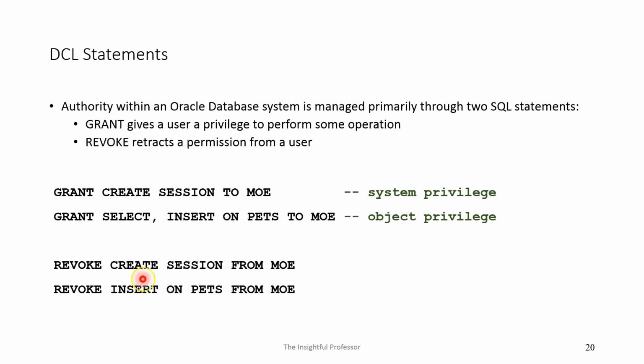Down here, we revoke the create session. Mo could no longer log on if that was the case. We also revoke insert on the pets table from Mo. So we're showing that you can grant system privileges or object privileges. You can also revoke system privileges, and you can revoke object privileges. The interesting thing about this example is we took away one of the object privileges on pets. Mo had been given two privileges. He retains the select privilege.